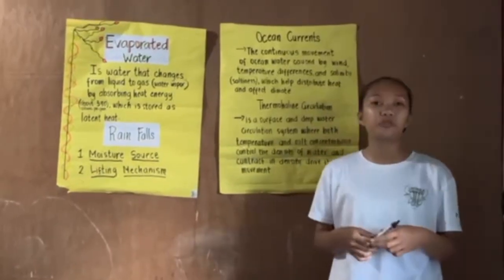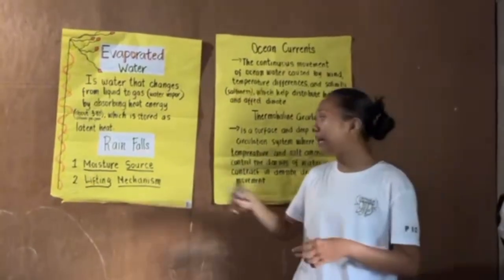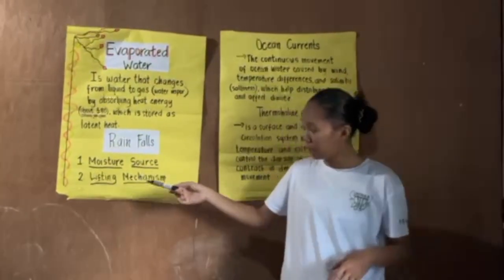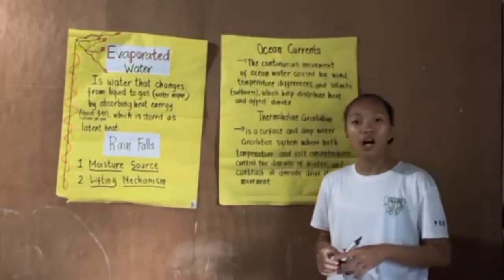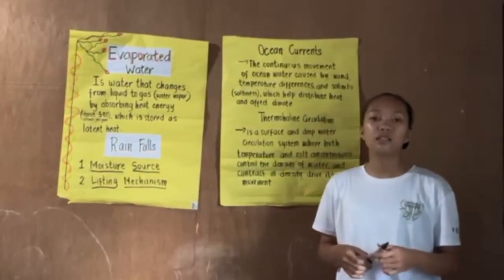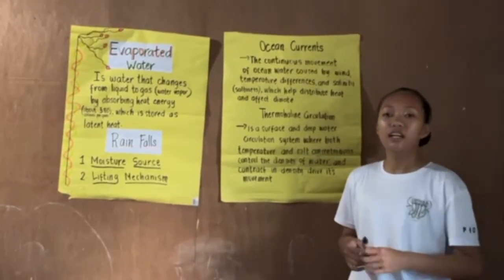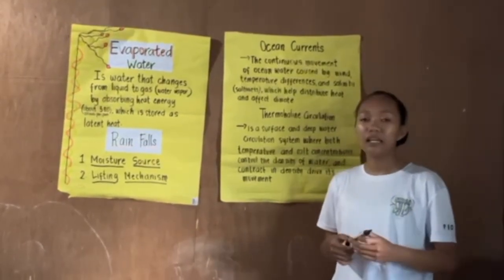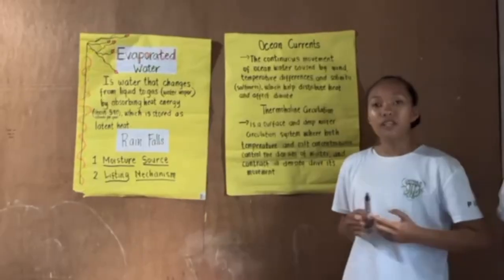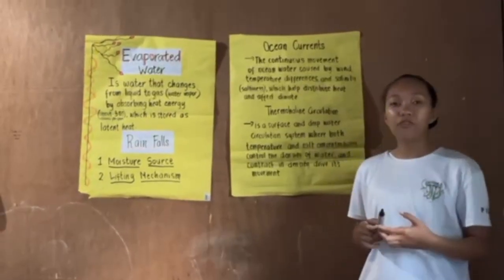Rain forms when two conditions are present. We have the moisture source, and the second one is lifting mechanisms. As warm, moist air rises, it cools at higher altitudes. The water vapor then condenses into tiny droplets, forming clouds. When these droplets become heavy, they fall as rain.